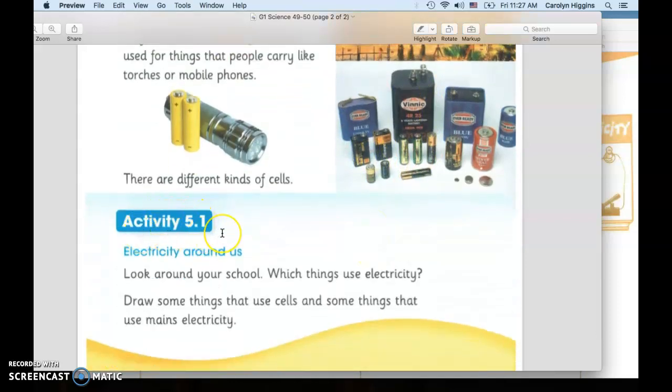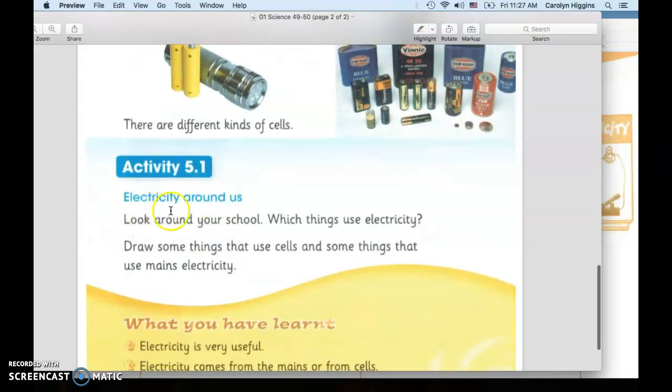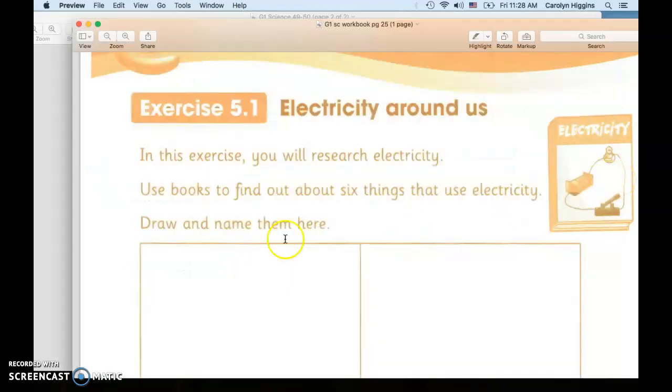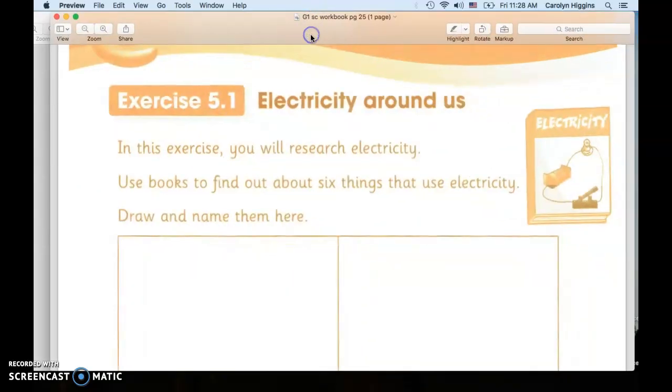Now, activity 5.1. Electricity around us. Look around your school. But since you are not at school, look around your house. Which things use electricity? Draw some things that use cells and some things that use mains electricity. So what you need to do is go to your workbook page 25, and if you don't have it, it is okay. Just do it on a paper.